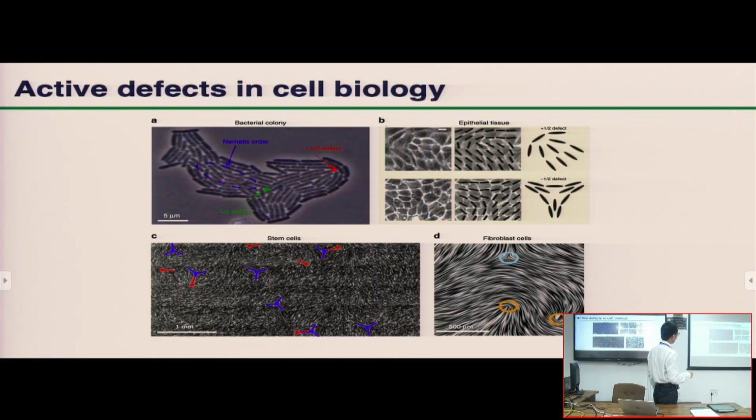That's a bacterial colony of E. coli, and these are epithelial cell tissue. You also have those kinds of defects here, again due to development. And here are other cases, stem cells, and this is again fibroblast cells where you see these defects occurring. Okay, so those are active nematic kinds of systems.